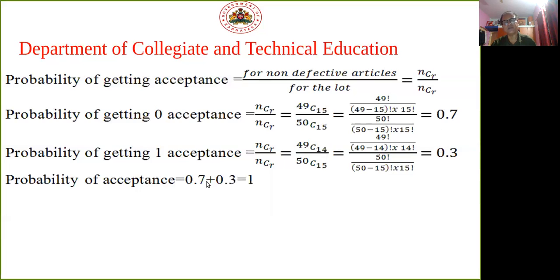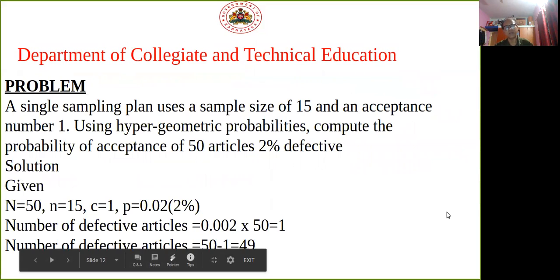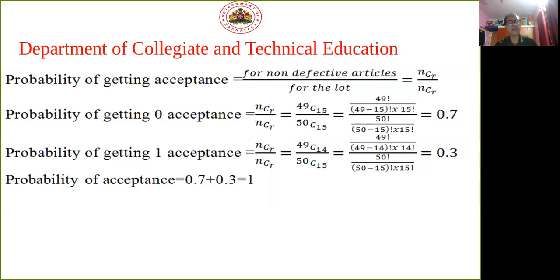Now if I add 0.7 plus 0.3, I am going to get 1. So this is the probability for this sampling plan, where capital N is equal to 50, small n is equal to 15, and C is equal to 1, and this lot may contain 2% defective, which is P equal to 0.02. Then we are getting the probability of acceptance equal to 1. So this is how we can solve the problem.